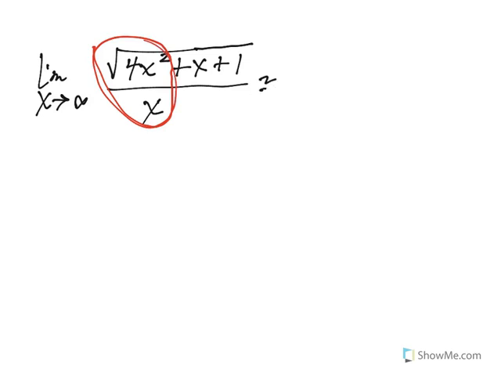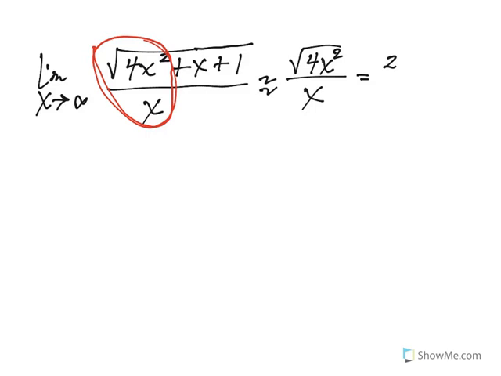So this is going to be roughly equal to the square root of 4x squared all over x. So I can simplify the top a little bit. I square root the 4, that gives me a 2. And I square root x squared. So here's a rule that you need to remember in this class. If you undo an even power, you always get the absolute value of that thing.